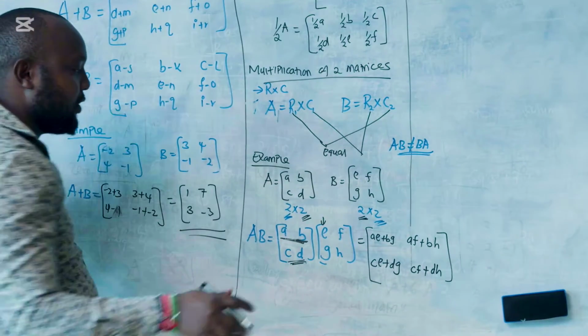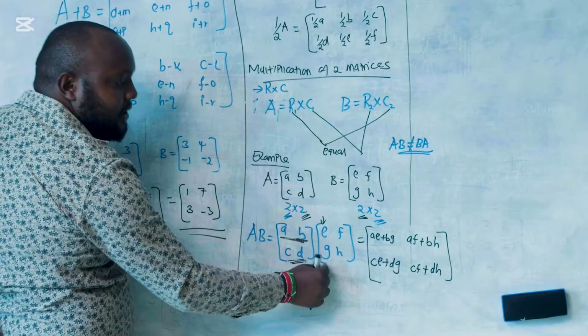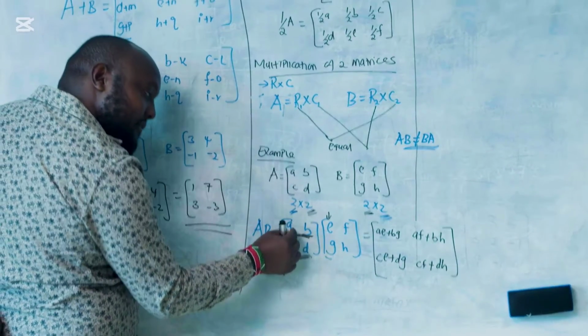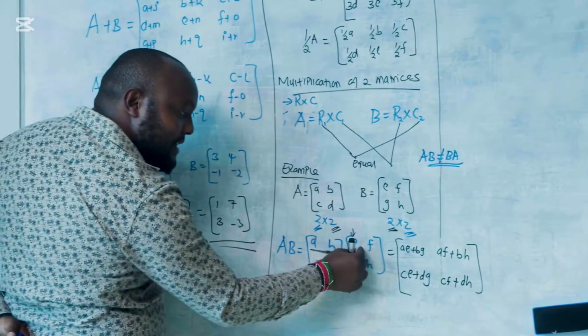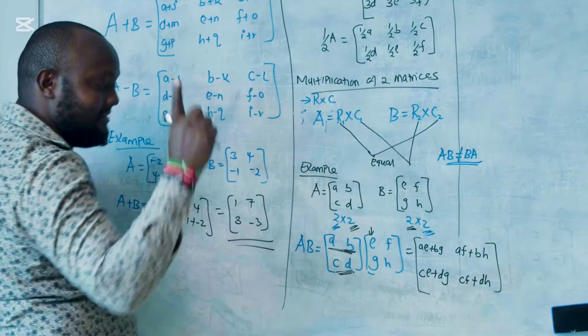So this is how we multiply two matrices. Row must multiply column. In that case, the first element of the row must multiply the first element of the column, and the second one must multiply the second one. So when you add those, you get one value.